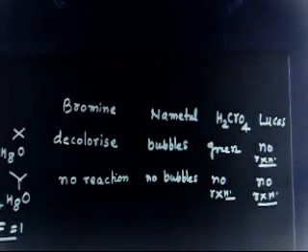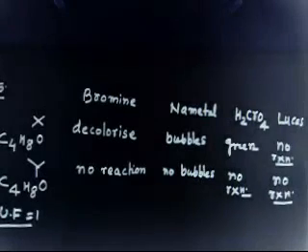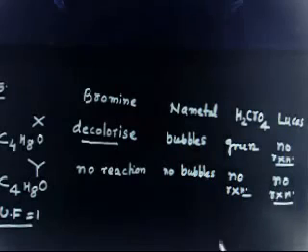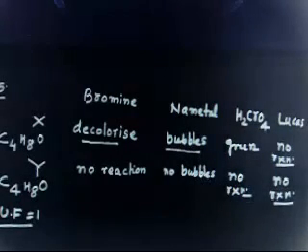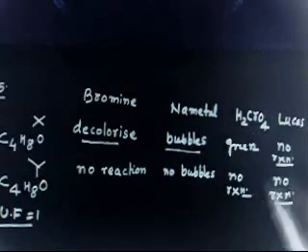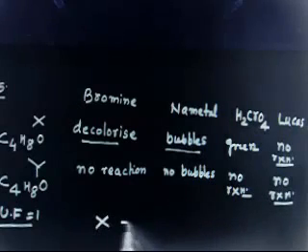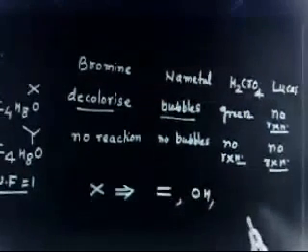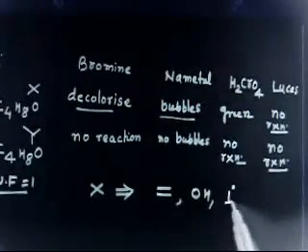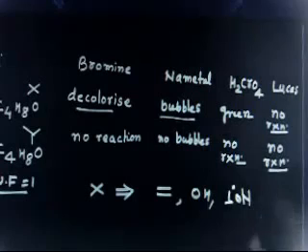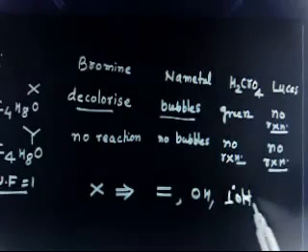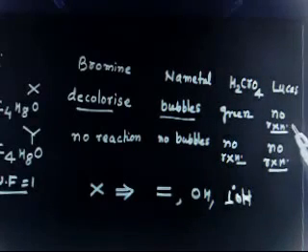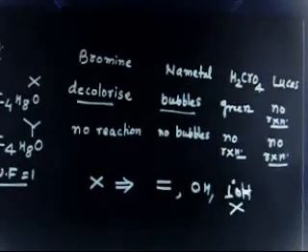Let us use this information to derive the structures of X and Y. X decolorizes the bromine water, so X contains a double bond. X also contains an alcohol group, and this gives no Lucas test. For X we have: it contains a double bond, it contains an OH group, and it is not primary, because a primary alcohol will not give the Lucas test, while secondary and tertiary alcohols will.